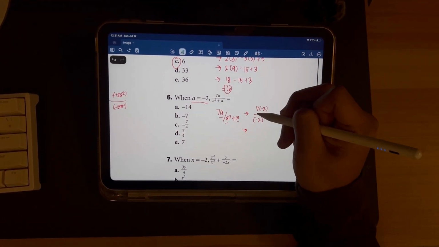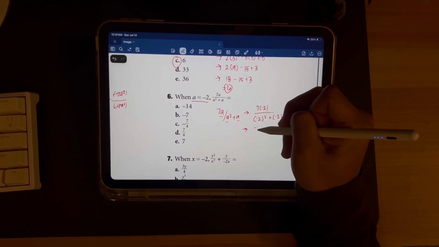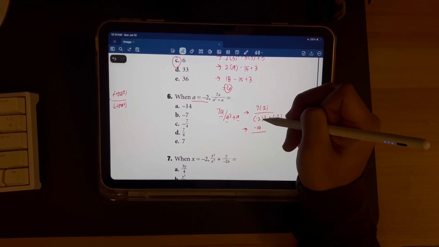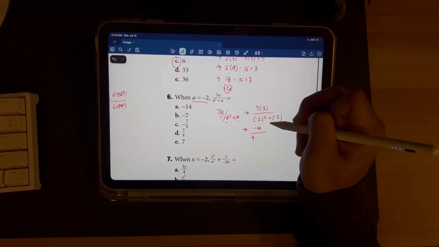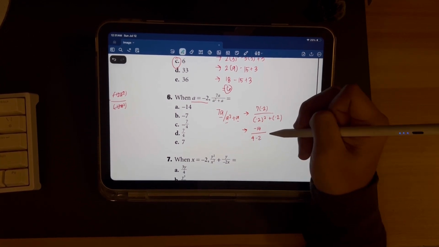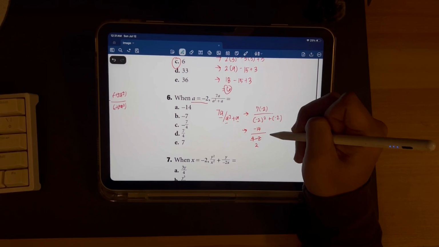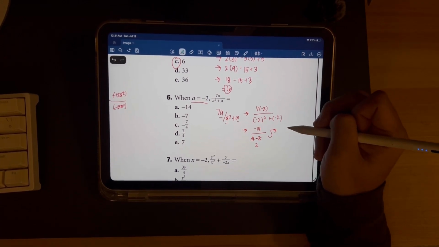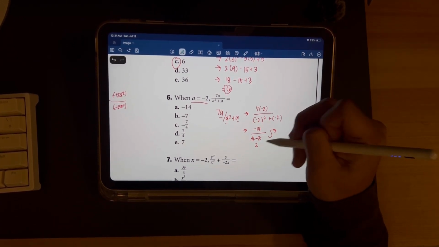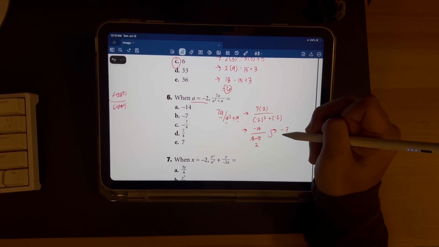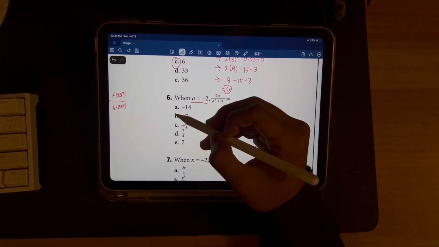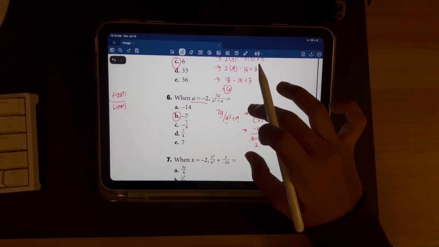And that would be 7 times -2, that's -14, all over -2 squared, that will be positive 4, minus 2. This will become simply 2. The final value will be -14 over 2, simply -7. And among the choices, letter B is the correct answer.